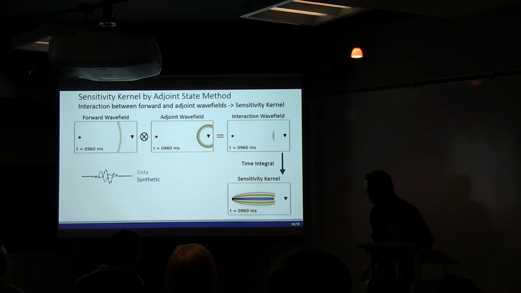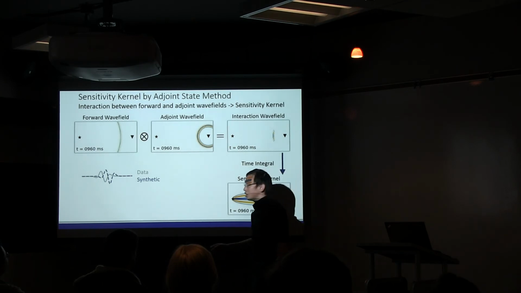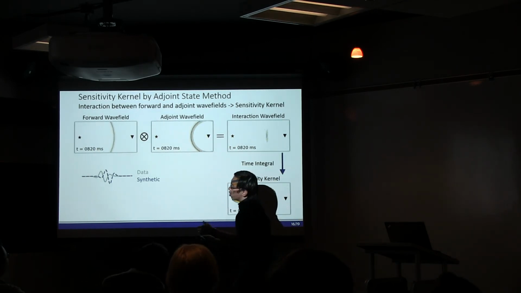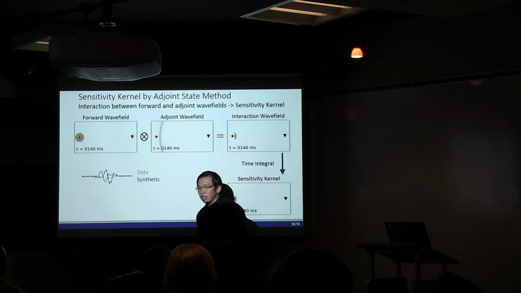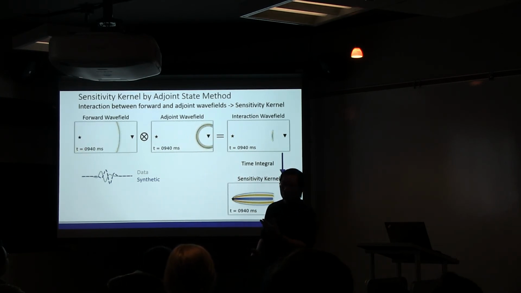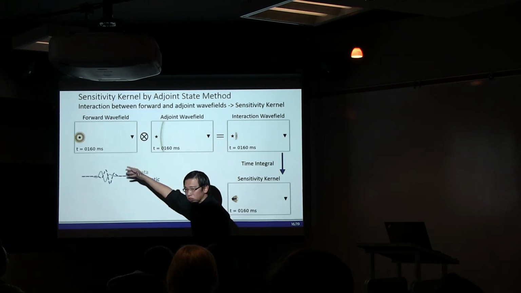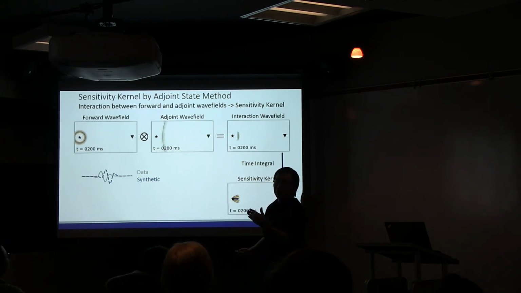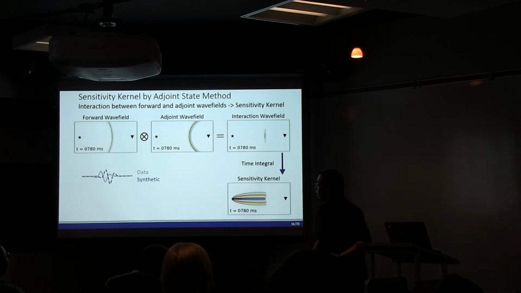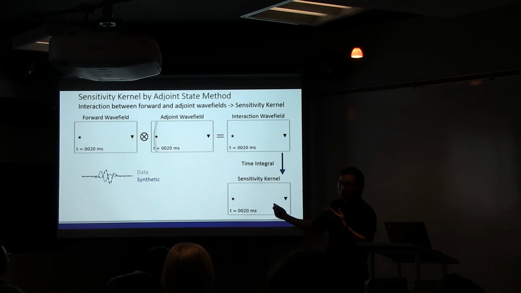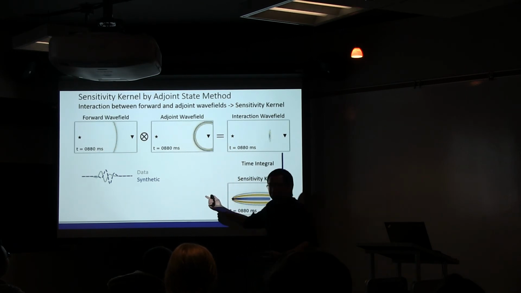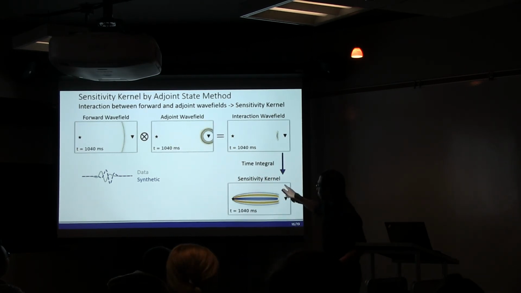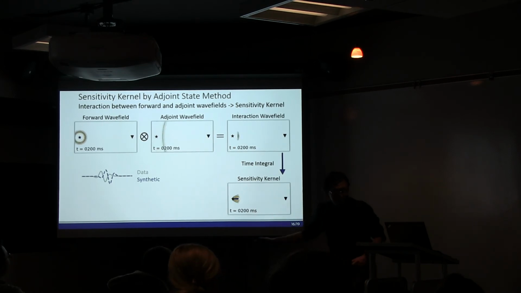It's still stuck here. Anyway, let's say we can actually prove that the adjoint of the attenuating operator is actually a compensating operator. So in this way, the forward wave field is attenuating, but the adjoint wave field is compensating or anti-attenuating. And so basically, in this way, we can have both forward and adjoint wave fields, and we take the interaction and we take the time integral, and then we get this sensitivity kernel.